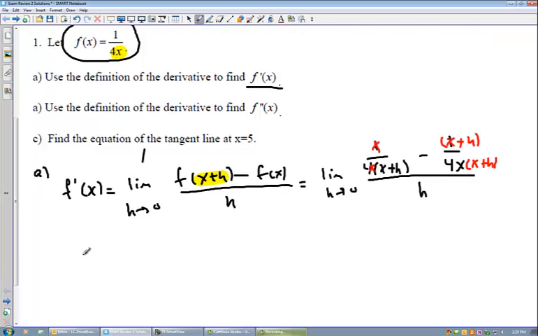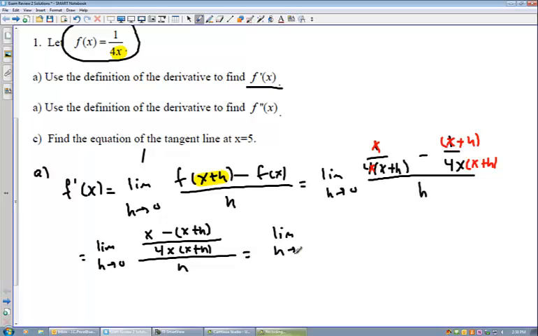And so now that I have a common denominator, I can rewrite this as being equal to the limit as h goes to 0 of x minus the quantity x plus h, all divided by my common denominator, 4x times x plus h, and then all divided by h. And so this is equal to then the limit as h goes to 0. And you'll notice here I'm going to get cancellation, x minus x, and then I'll have minus a plus, so I'll have minus h on top, all divided by 4x times x plus h, and this is then all divided by h.